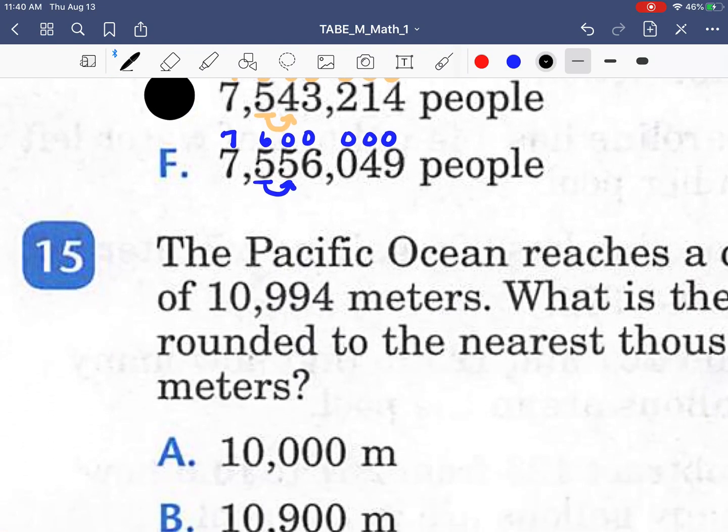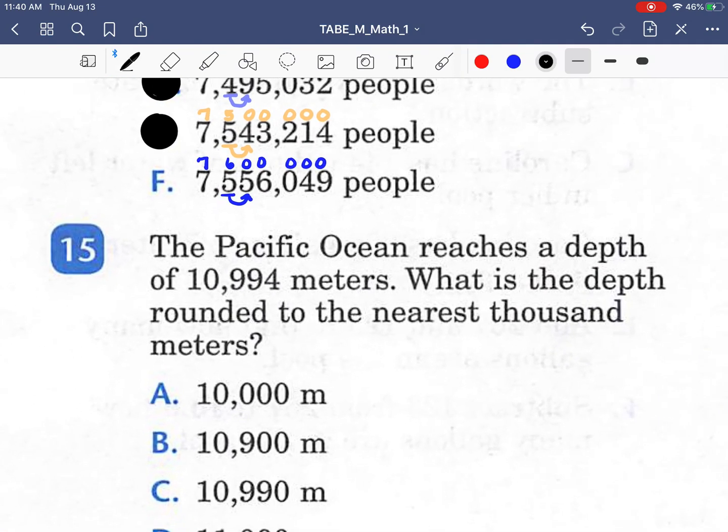Number 15. The Pacific Ocean reaches a depth of 10,994 meters. It's very deep. What is the depth rounded to the nearest 1,000 meters? So you have 10,994. The point of reference is the thousands place.